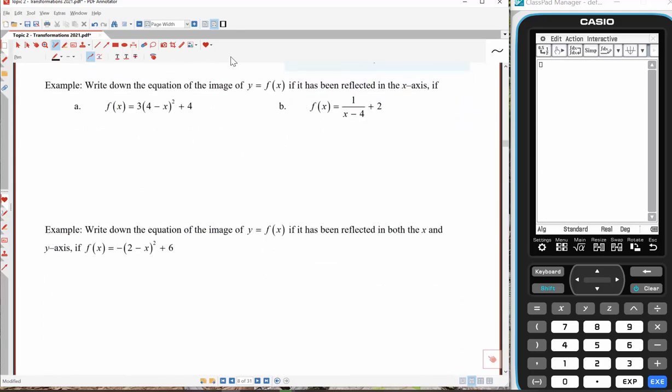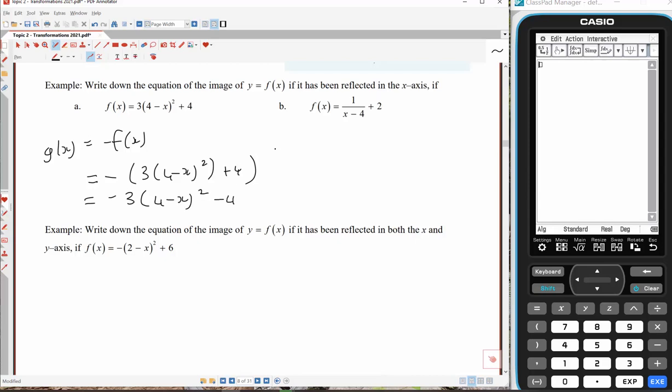All right, write down the equation of the image of y equals f of x if it's been reflected in the x-axis, if this is our function. Okay, so we're going to reflect it in the x-axis. So g of x equals negative f of x. That means we negate the function. So I'm going to negate this function here. Negative, open your brackets, 3 take x all squared plus 4, close your brackets. All of this gets negated, so we distribute the negative sign. So don't forget your brackets here. Negative 3 take x, all squared, take 4.